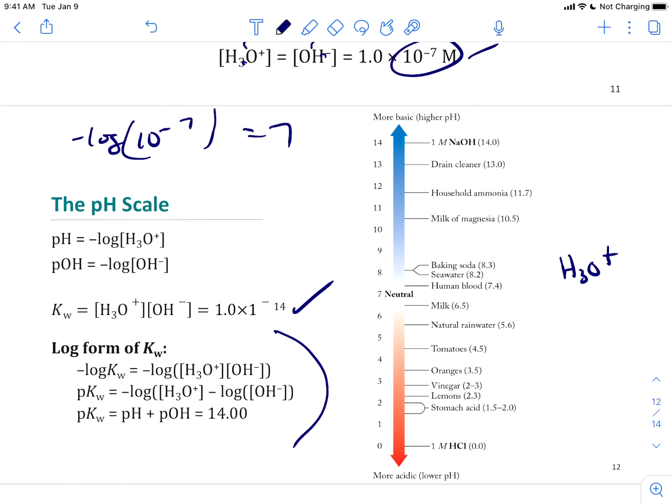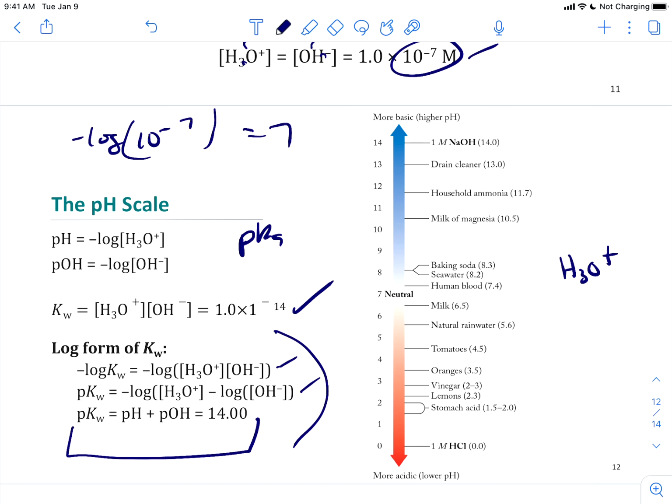Okay, so because of this right here, we can just do the math, and we can realize that the negative log of the Kw gives me this. If I take the negative log of both sides, rearrange that mathematically, what we basically get is pH plus pOH. The p stands for negative log. You can get a pKa, which is the negative log of the Ka. So the p is always going to mean negative log. That's what it stands for, basically.